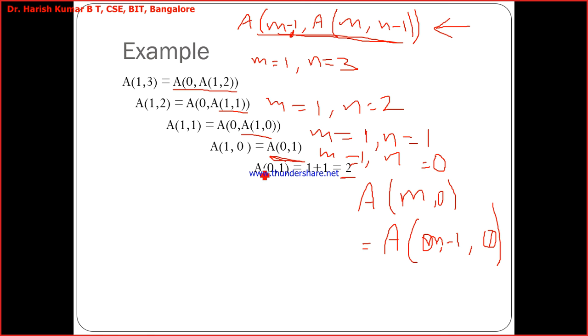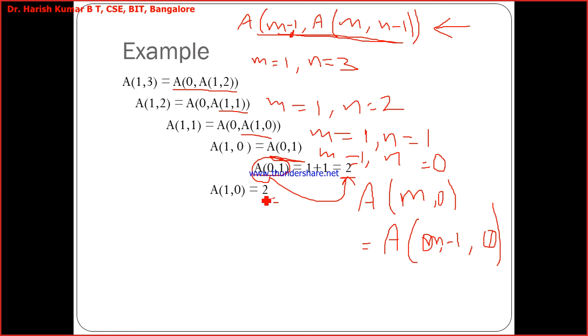Now, since A of 0 comma 1 is equal to 2, and you know that A of 1 comma 0 is equal to A of 0 comma 1, what is the value of A of 1 comma 0? It is 2 again. So A of 1 comma 0 is also 2.